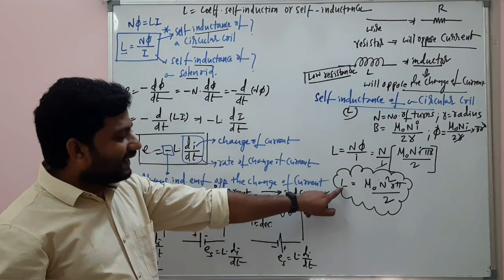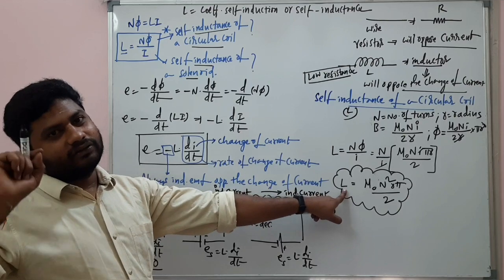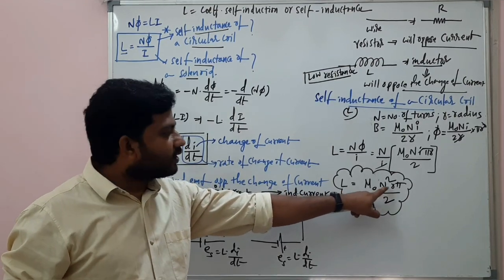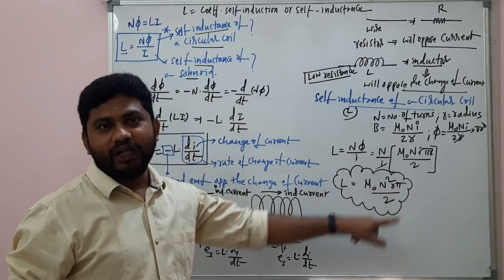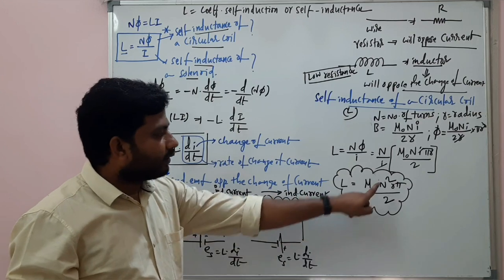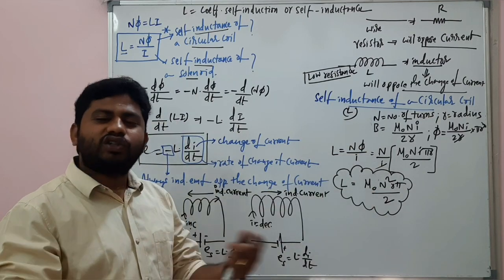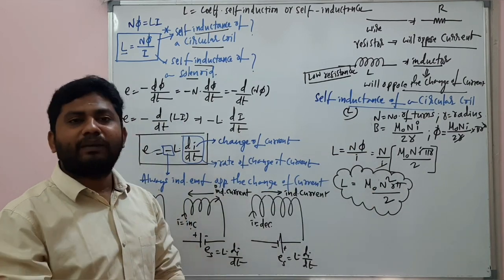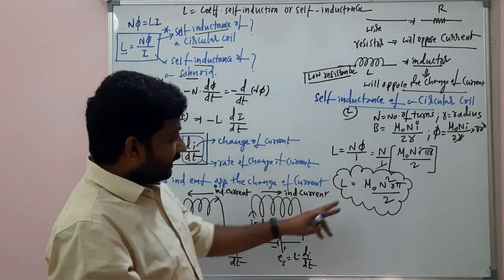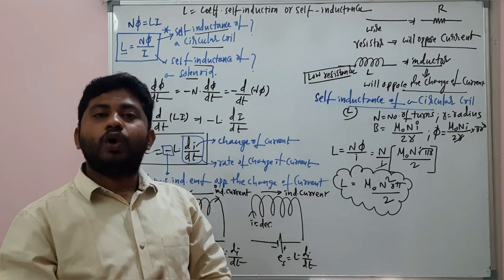Okay, so the self-inductance of a coil depends on the number of turns and the radius of the circular coil. That means it depends on geometry, the radius of the circular coil. It also depends on the number of turns. When the number of turns of the coil increases, then definitely the self-inductance of the coil also will increase.